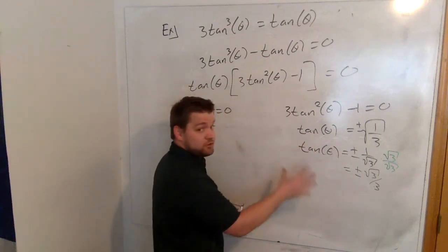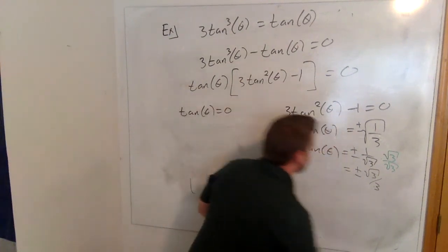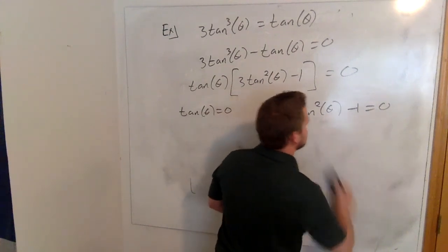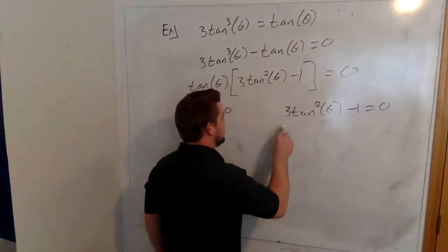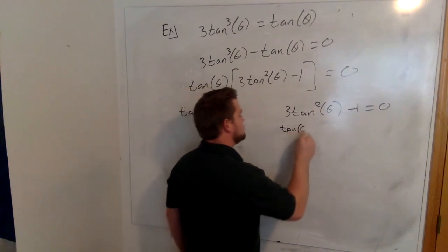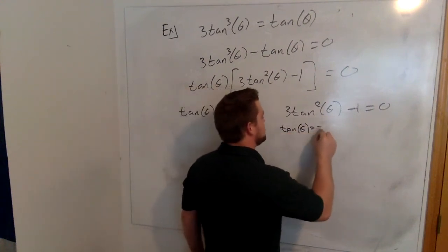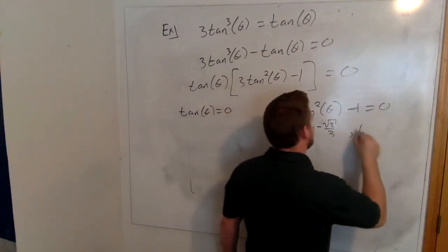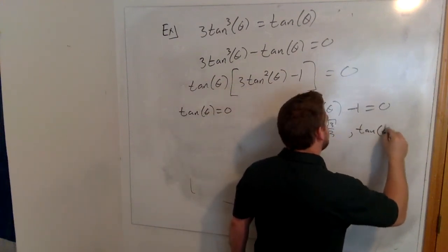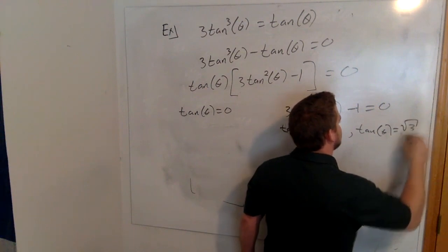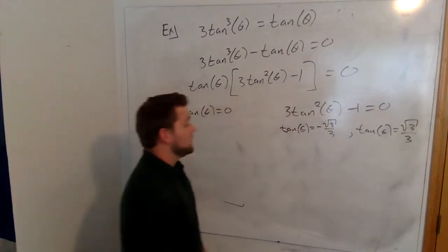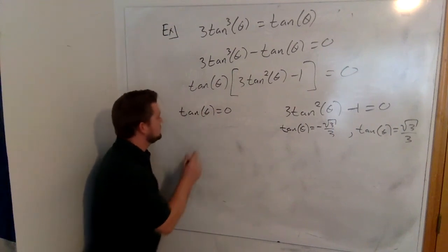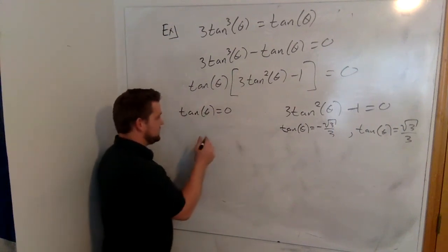I'm going to erase a little bit of this here, just to leave ourselves a little bit of room. We have tan of theta could be equal to negative root 3 over 3. And we also have to think about when tan of theta is equal to positive root 3 over 3. I think all these are nice numbers on the unit circle. If not, we would have to use our calculator. Okay, so when is tan of theta equal to 0?